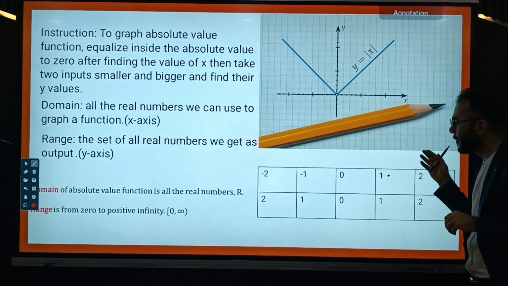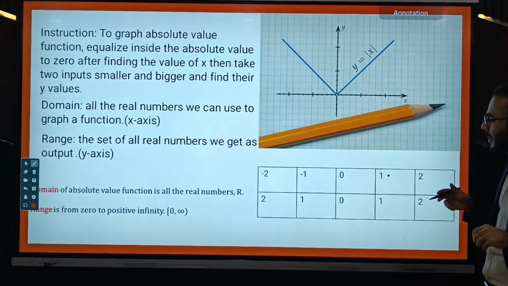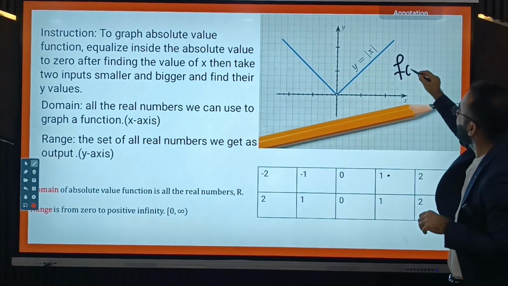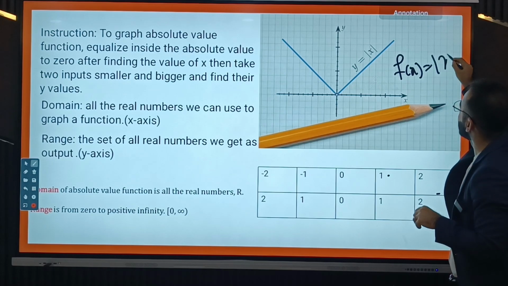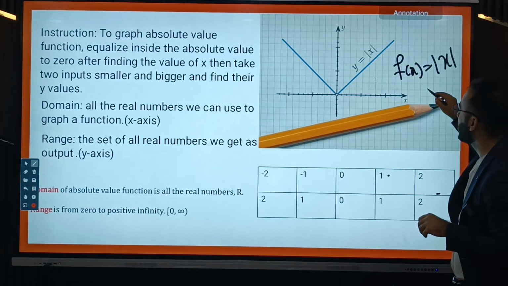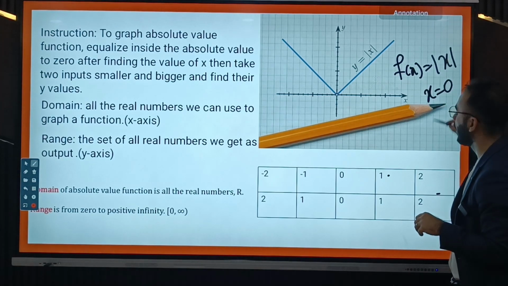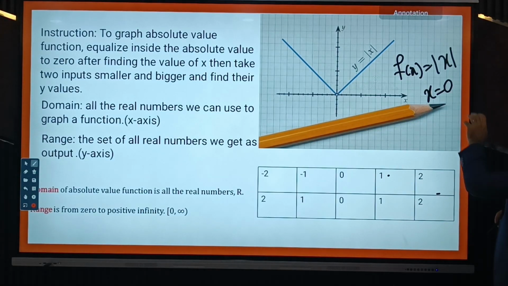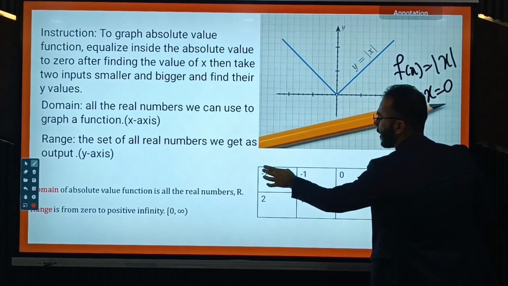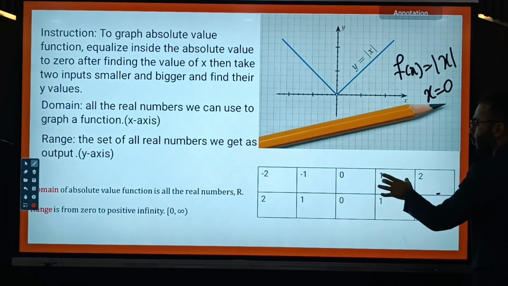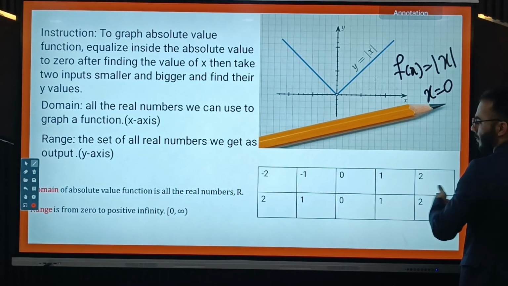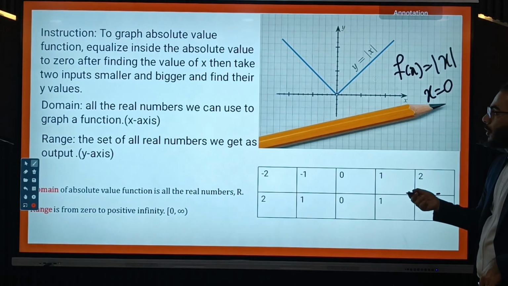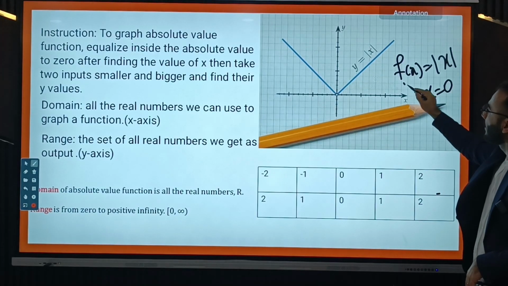So as you can see here, there is an absolute value function, which is the parent function, and a table. Imagine our function is absolute value of x. Make inside 0, x equals 0. Take 2 points smaller, 2 points bigger. So 2 points smaller are negative 1 and negative 2. 2 points bigger are 1 and 2. Okay, so let's find out their y values, which is f of x.